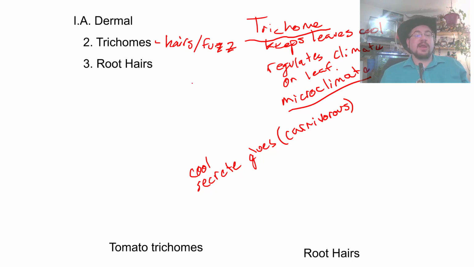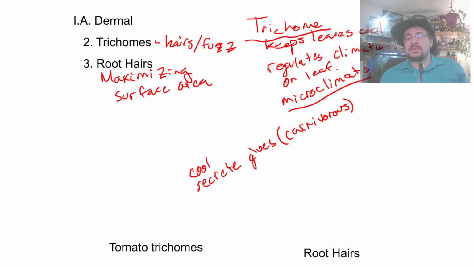Then we have the root hairs, which is basically hairs or fuzz on the roots. And the big thing here is we are maximizing surface area. So, we increase the efficiency of absorption of water and various nutrients.